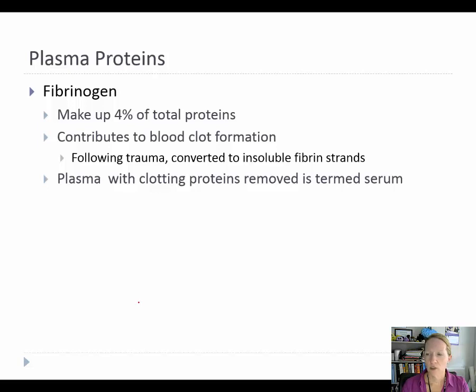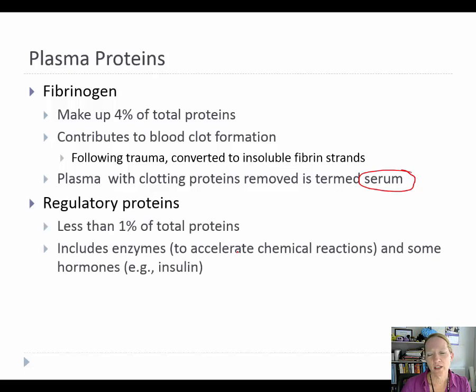It's also telling you what serum is. Serum is basically plasma where all the clotting proteins are removed. A fun fact. I know I said fibrinogen is the last plasma protein I'd talk about, but I'll mention regulatory proteins. You do have some regulatory proteins in there, though not a whole lot, less than 1%.